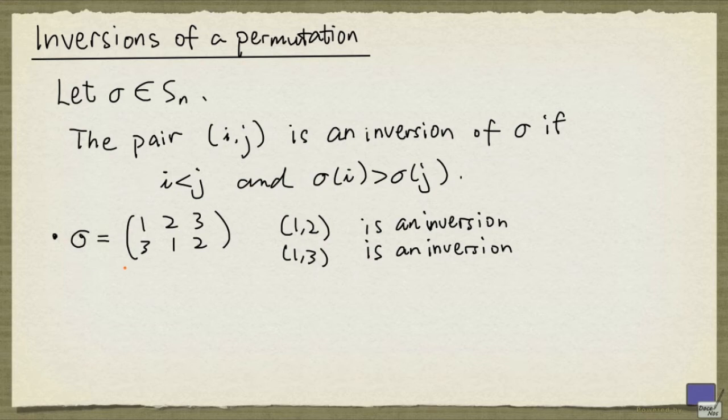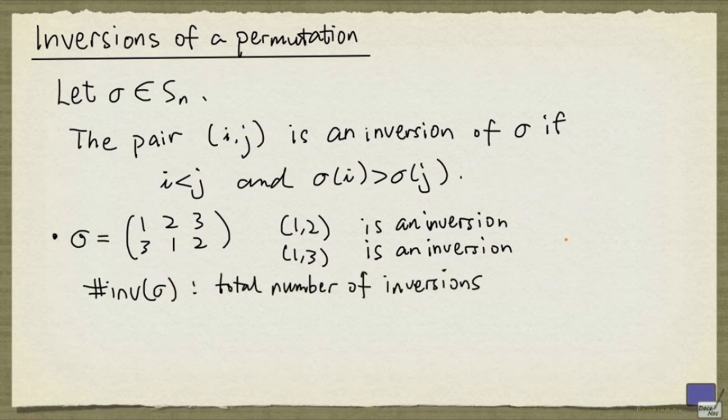Now, the total number of inversions is denoted by the pound sign, inv of sigma. So in this example here, the total number of inversions is going to be 2.